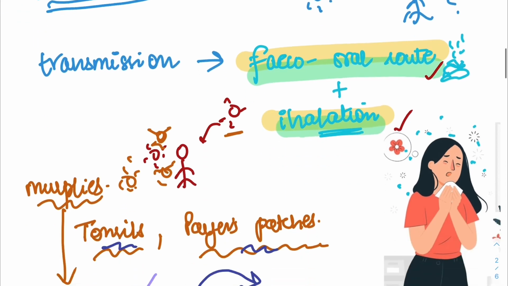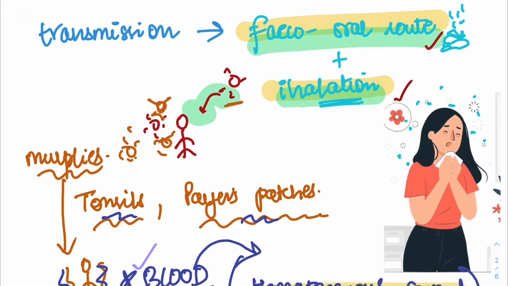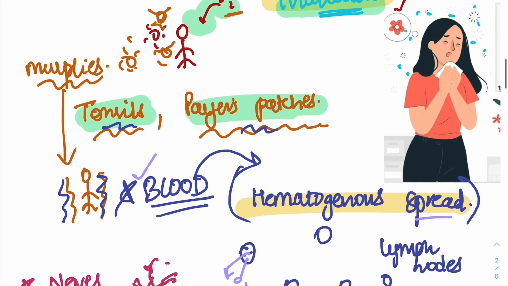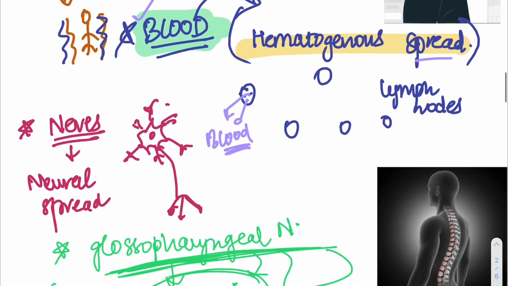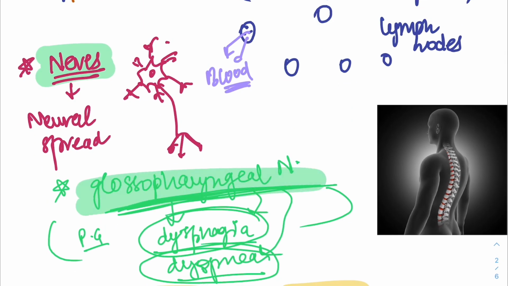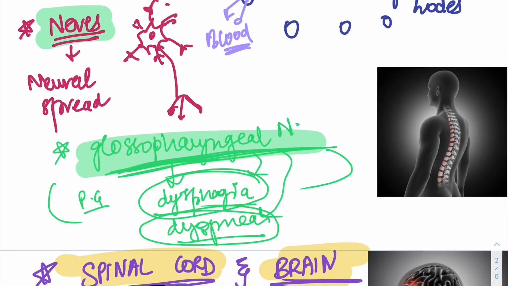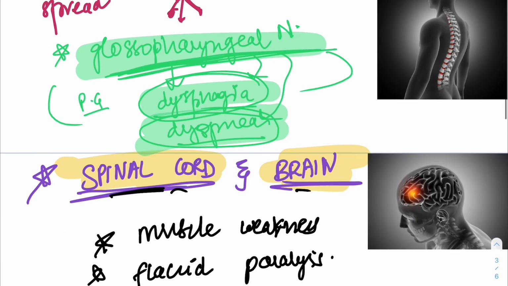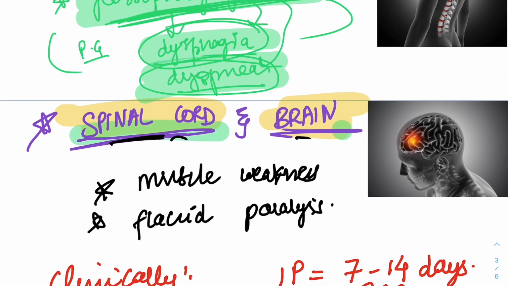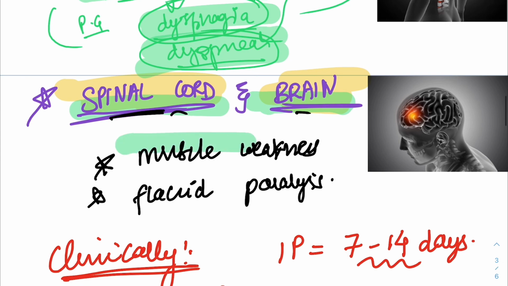When the person inhales it, it enters the body and multiplies in the tonsils and in the Peyer's patches, and then it has to spread throughout the body, which it does via the blood. It also spreads via the nerves, and one of the most important nerves is the glossopharyngeal nerve. Since this is infected, we have difficulty in swallowing, difficulty in breathing and shortness of breath. The two important places where it is affected are the spinal cord and the brain, and we see muscle weakness and flaccid paralysis.